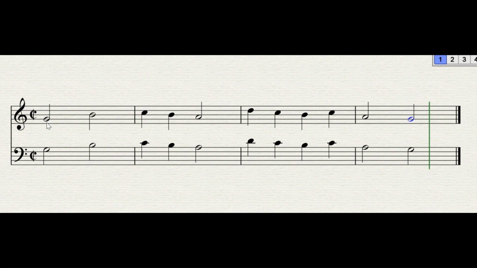The letters that are an octave higher. So if I were to play the bass, which was the original.